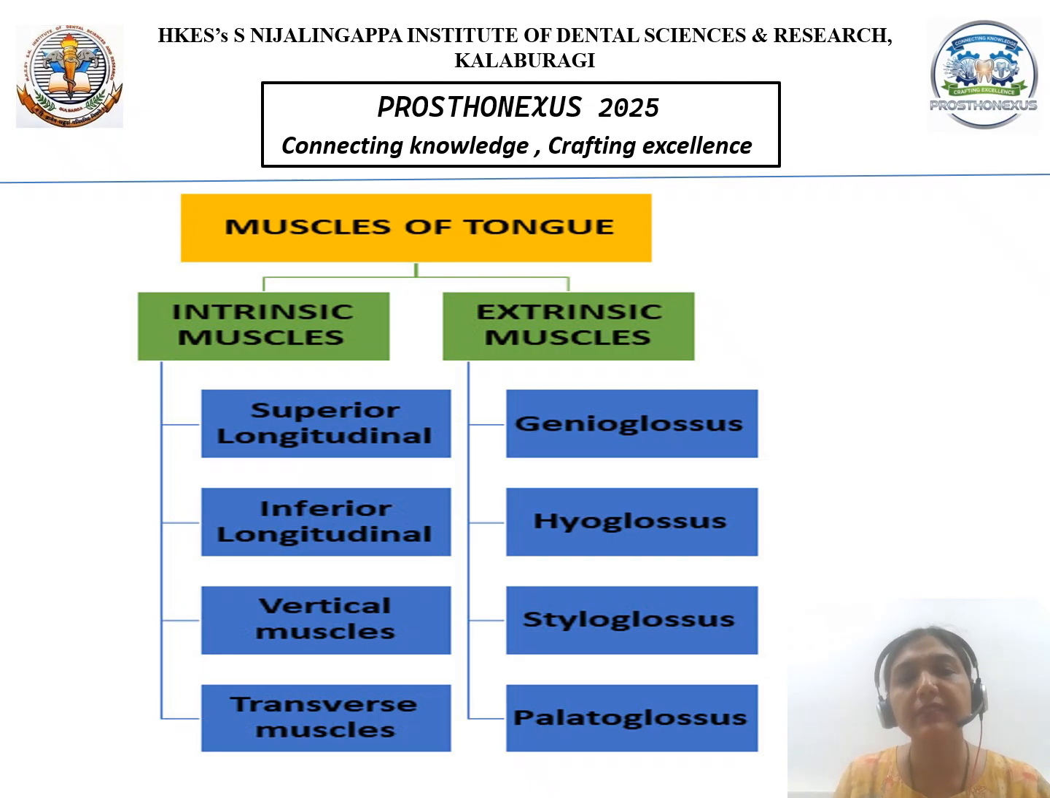Under extrinsic again there are four types: genioglossus, hyoglossus, styloglossus and palatoglossus muscle. These are the different muscles which are present. So we have these, as I told you, extrinsic and intrinsic muscles. Let us move forward.